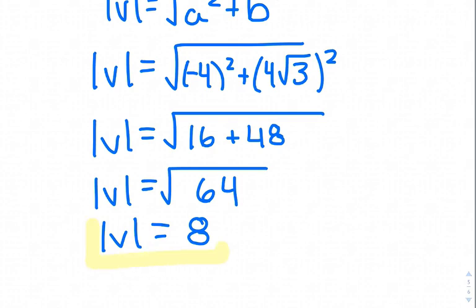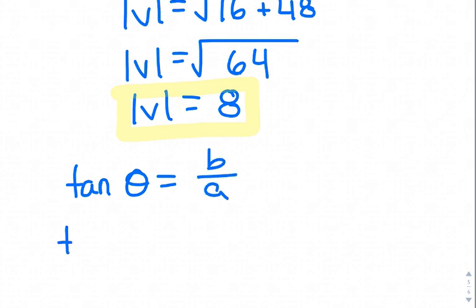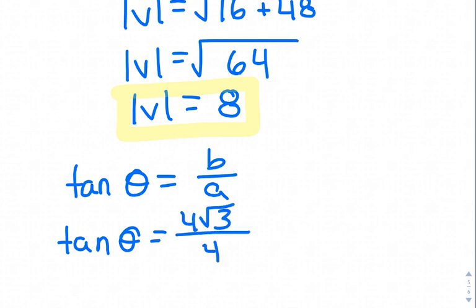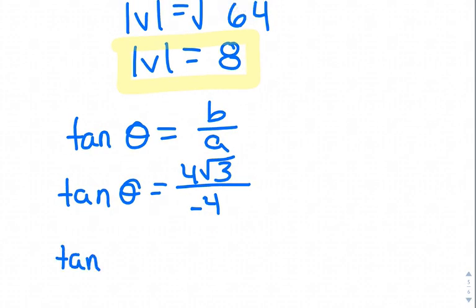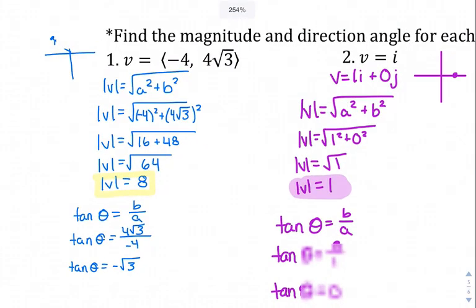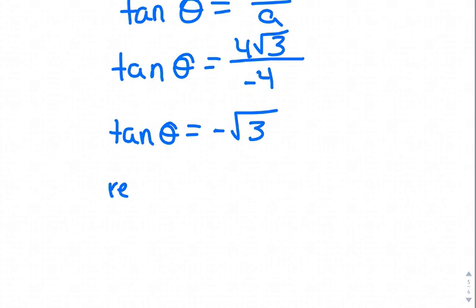So that's one of my answers, and now I have to do direction. So direction angle is tan theta equals b over a. So I'm using my b and the a they give me, and that would be 4 radical 3 over negative 4. So tan theta, if I simplify, is negative radical 3. So again, it's only negative because it's in quadrant 2. So we have to think of a reference angle in quadrant 1 where tan is radical 3.